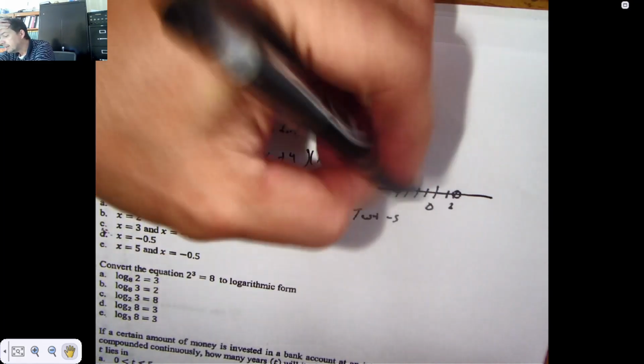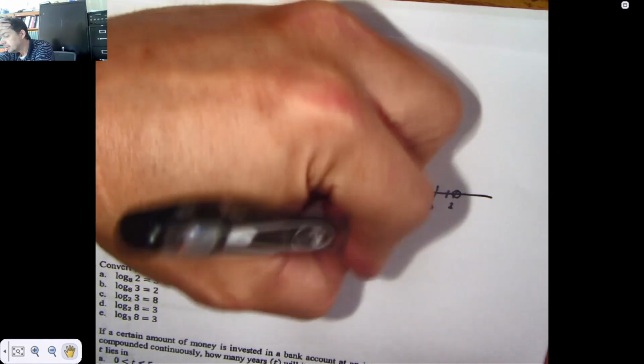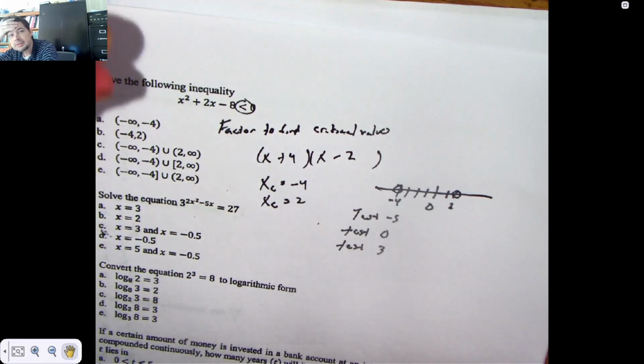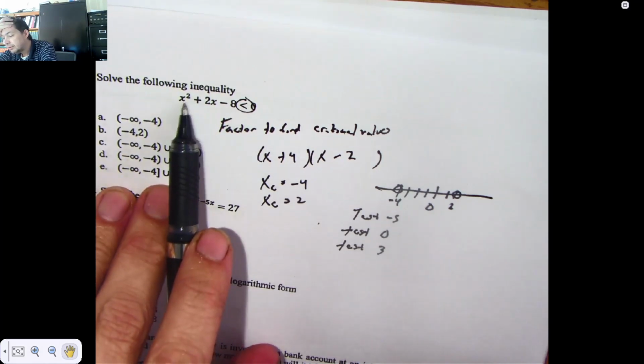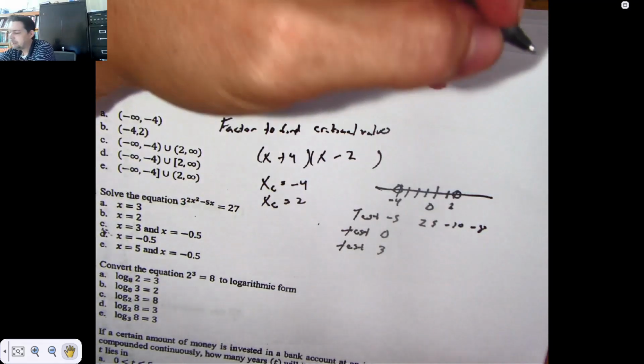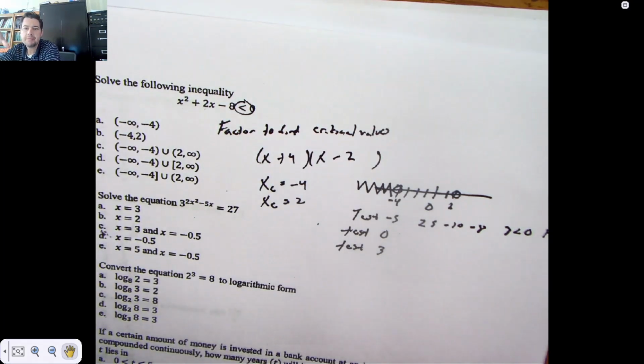So let's see here. Something to the left of negative 4 is a negative 5. Something between negative 4 and 2 is 0, so I'll test at 0. And something to the right of 2 is a 3. So those are the things I'm going to test. If I plug a negative 5 into the inequality, I'd have 25 minus 10 minus 8. And if I put that together, I get 7. 7 less than 0, definitely false. None of that's gone. This is probably going to be an accept-the-middle kind of deal.